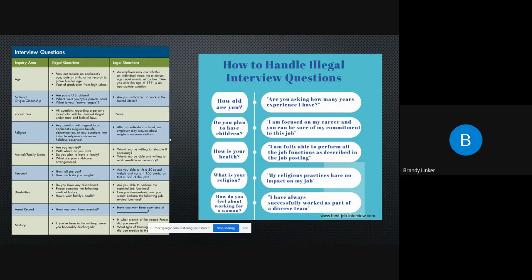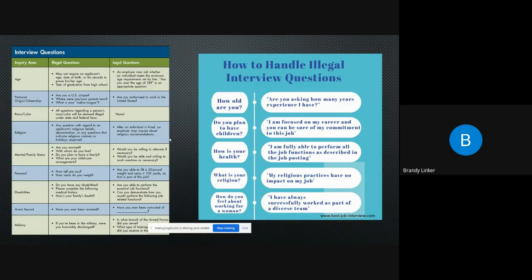Marital or family status. You can't ask if they're married. You can't ask who they live with. You can't ask if they're gay, straight, lesbian. You can't ask if they plan to have a family. That's a big one, right? Because women can be discriminated against when they're pregnant or planning to become pregnant. Okay. Can't ask about childcare. You can't ask how tall or how much they weigh. How tall they are or how much they weigh.